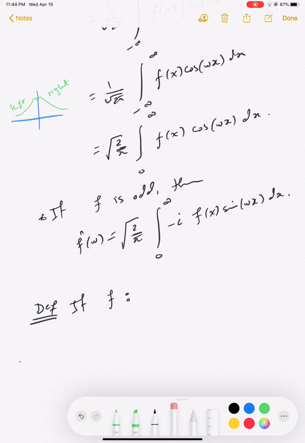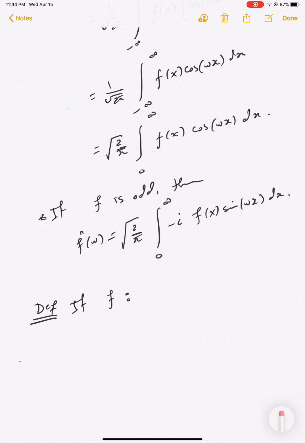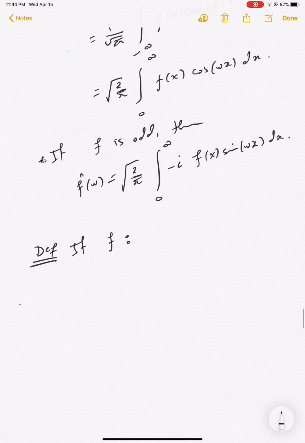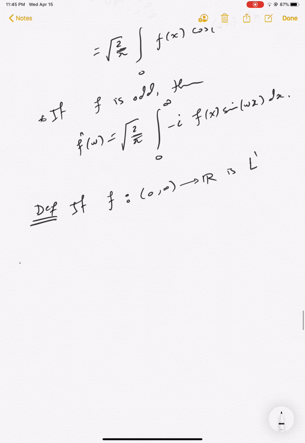That's why when we talk about the cosine and sine transforms, we will not take functions defined on the whole real line. Rather, we take functions defined on the interval 0 to infinity. So if you have a function defined on 0 to infinity to R, if it's an L1 function, so the integral of the absolute value of the function is finite, and this is very important to guarantee the convergence of the improper integral. Otherwise, the integral does not exist, and we can't talk about these transforms.